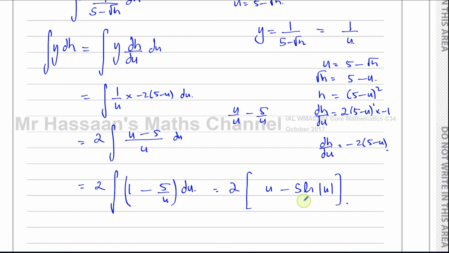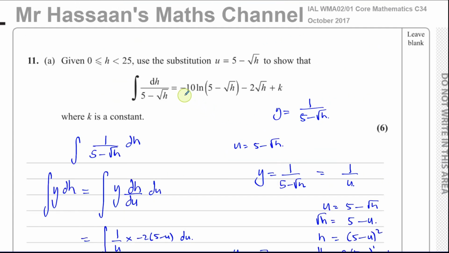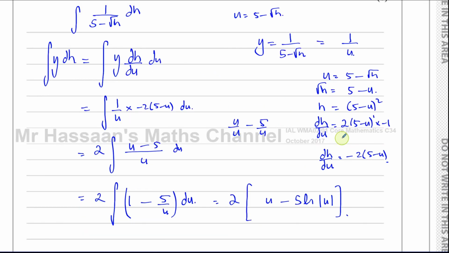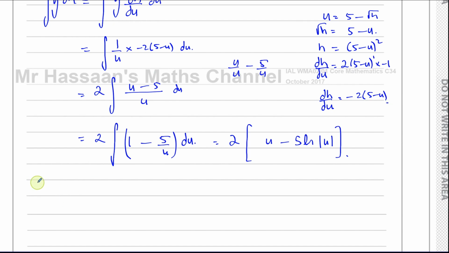Now we can't leave an answer like this because the answer has to be expressed in this form here. So we have to put the h back in here. We're going to use our substitution, u equals 5 minus root h. Wherever I see u, I'm going to replace it with 5 minus root h. So I'm going to have here 2, let's just expand it, 2u minus 5 minus 10.